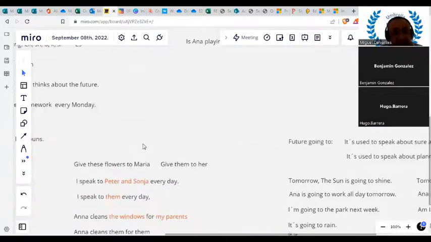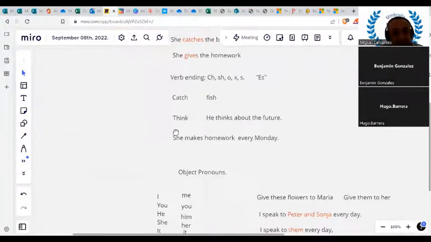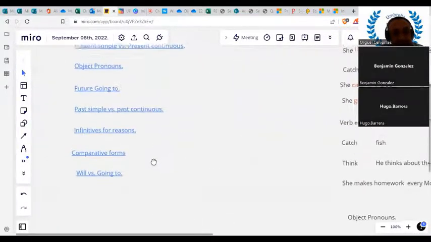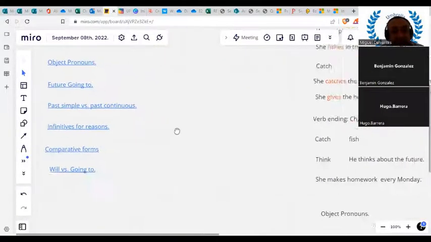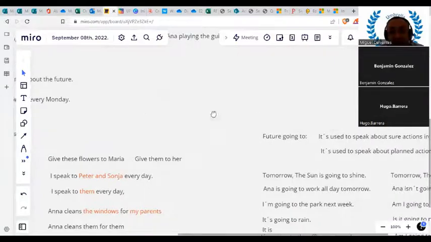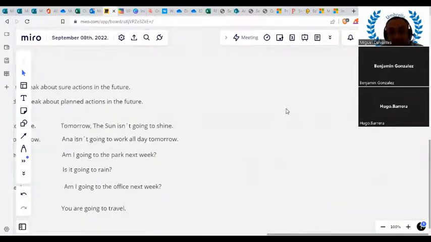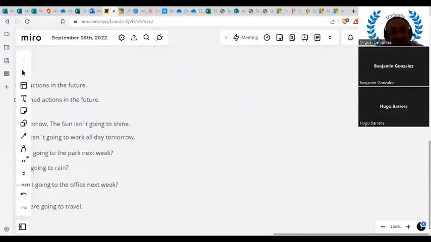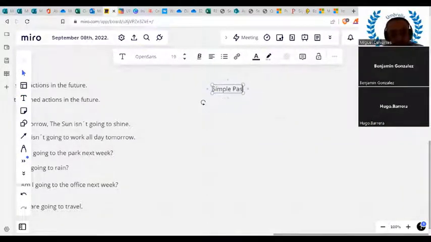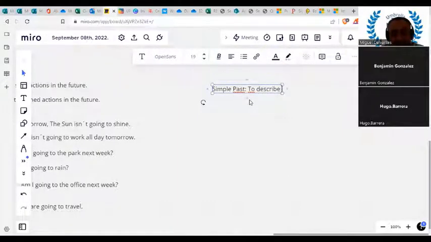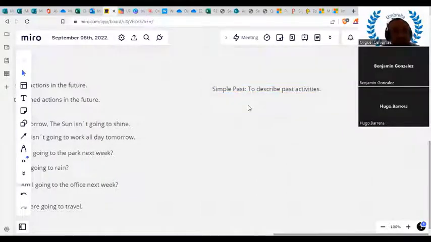Let's continue. Look at this. Past simple versus past continuous, okay? This topic, my friends, is also super easy. Can you tell me, Hugo, the main use for simple past? Yes, when you do an activity in the past. Exactly, to describe past activities.